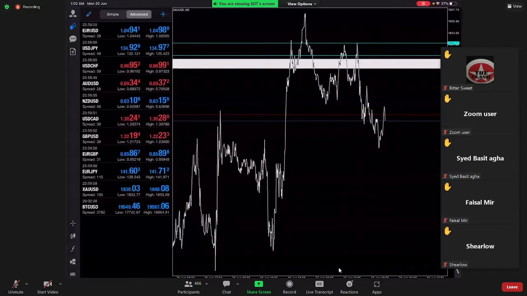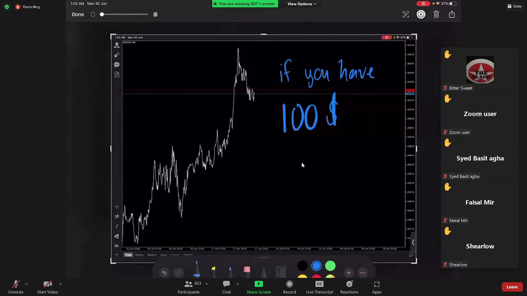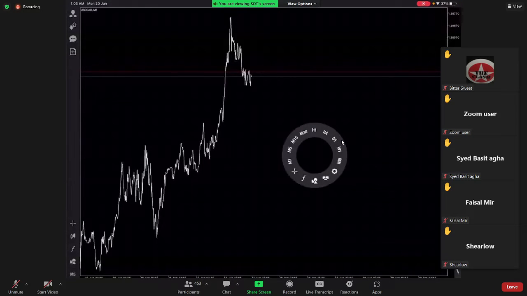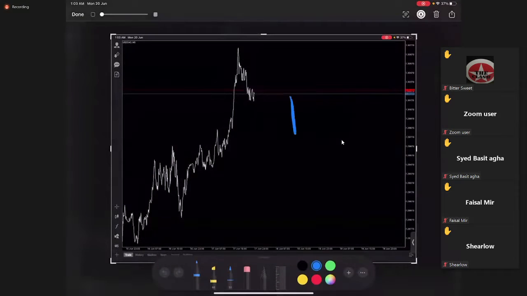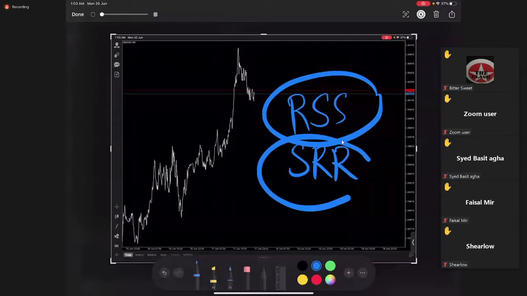Return to maybe GJ. Okay, this is for currency. My suggestion is, if you have $100 or $50, this is your strategy. Just trade currency. First, I want you guys find RSS, SRR. This is my confirmation. And then, find how to mark zone.